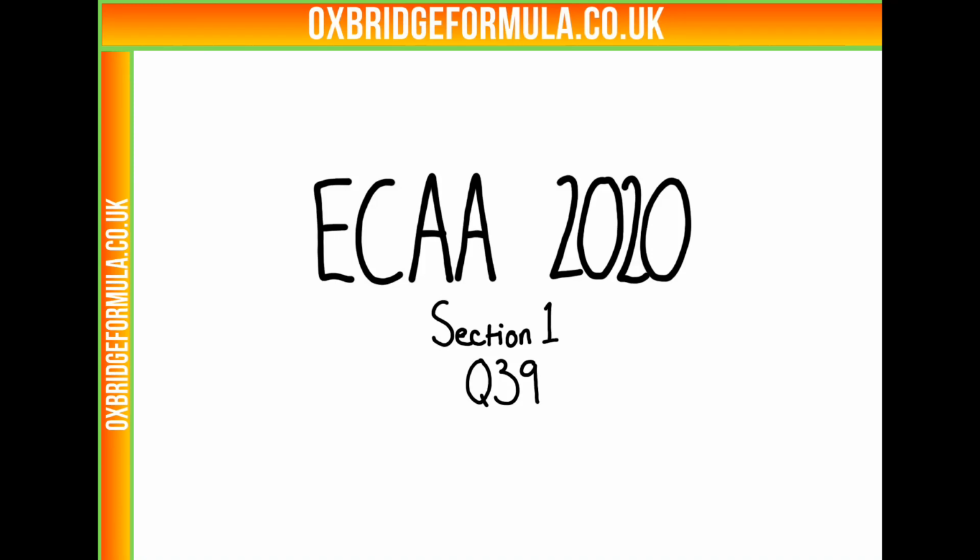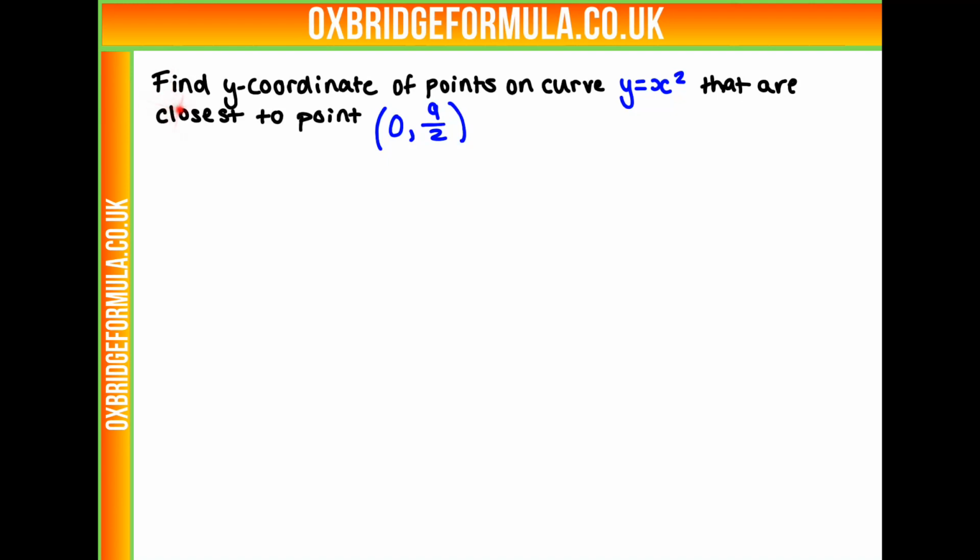In this video, we're looking at ECAA 2020, Section 1, Question 39. So we're asked to find the y-coordinate of the points on the curve y equals x squared that are the closest to the point (0, 9/2). So how should we start looking at this question?